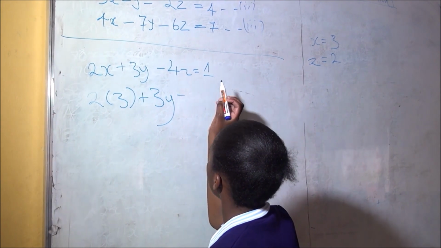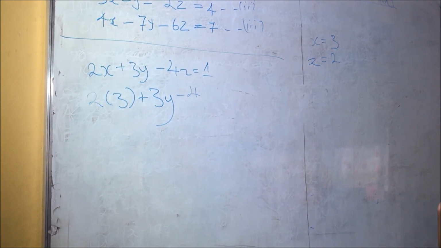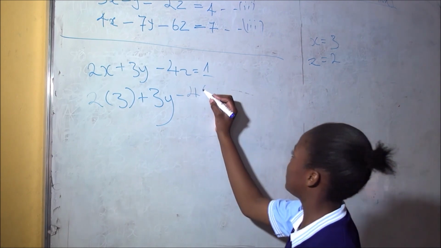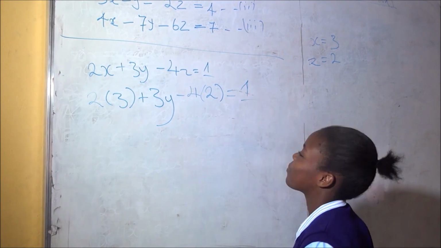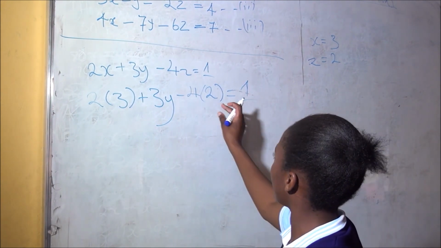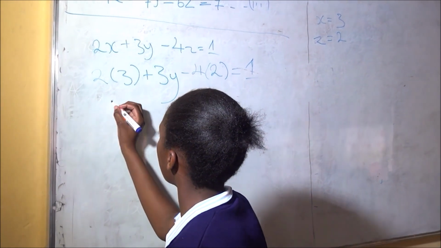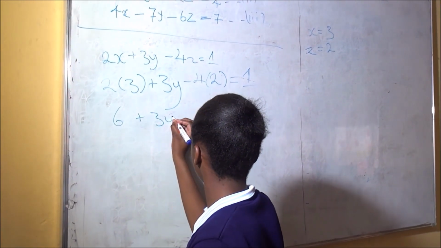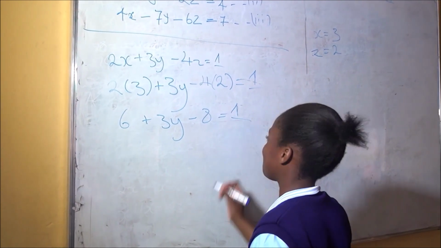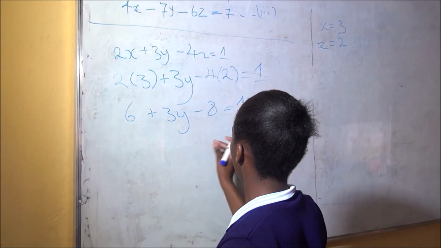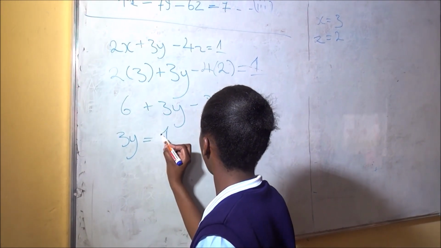So here we're going to say negative 4. Since here we have already found the value of z, it's going to give us 2. After this, we're going to multiply with everything, which is going to give us 6 plus 3y minus 8 there, which is equal to 1. After this, we're going to get the like terms, which is 3y equal to 1.